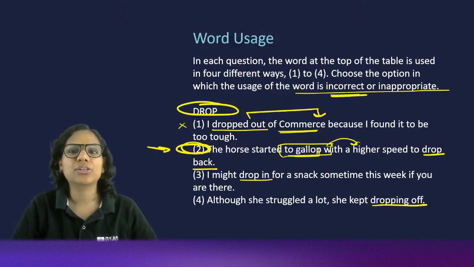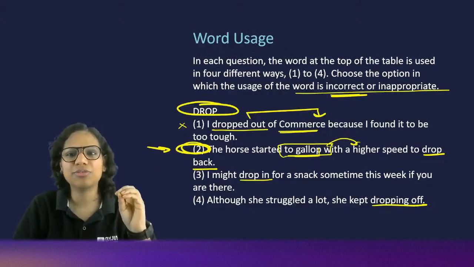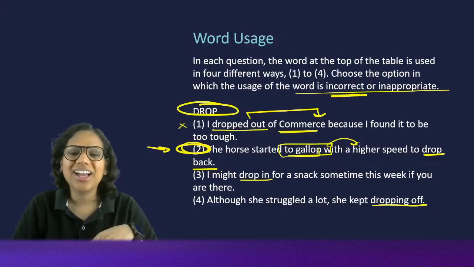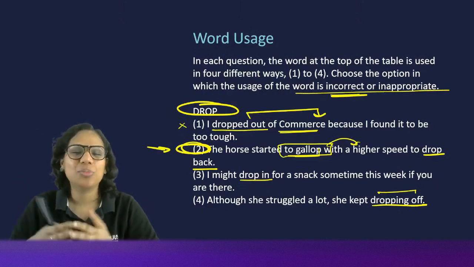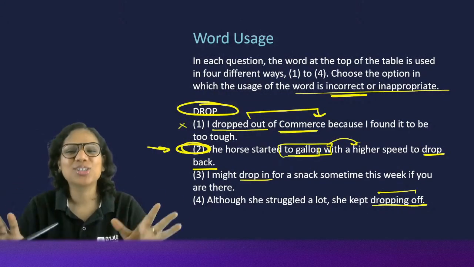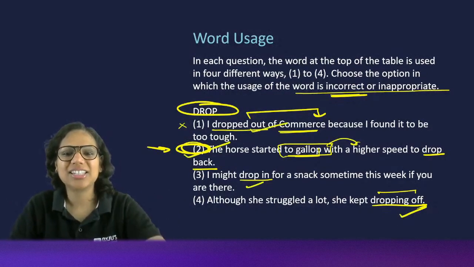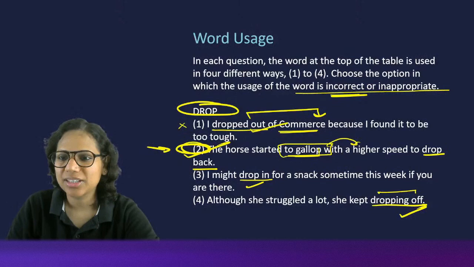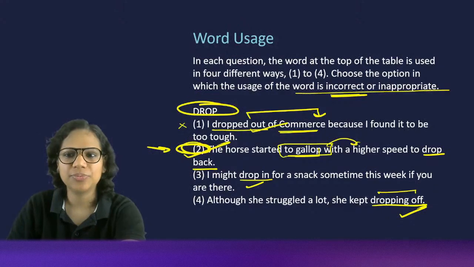I might drop in for a snack means to stop briefly at someone's place. So if your friend comes to your place for a brief time, then they have just dropped in for something, just for having fun. Fourth, although she struggled a lot, she kept dropping off. So she was trying to stay awake, but probably the lecture was so boring that she kept dropping off. All of the other sentences are correct. It is 2 that is our answer. I hope this is clear to everyone.